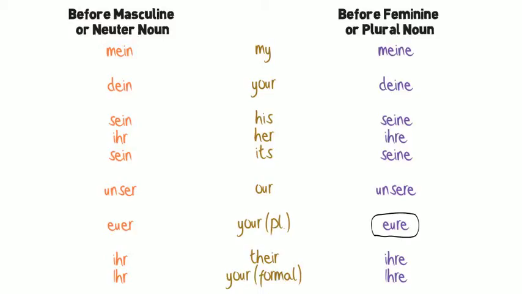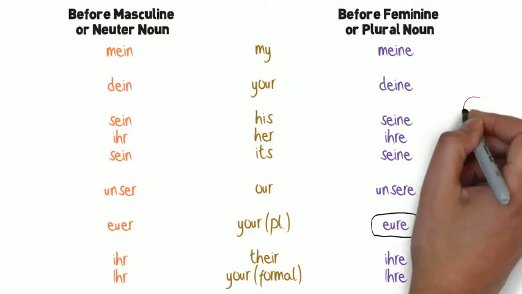The big difference is that there is an E on the end of all those words on the feminine side now. By the way, eure is an exception. It just switches the E and the R at the end of euer to become eure.